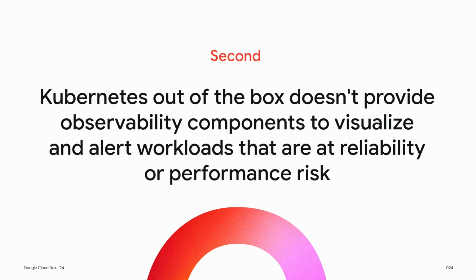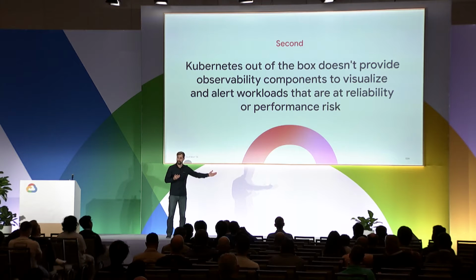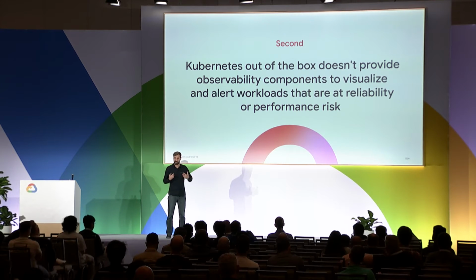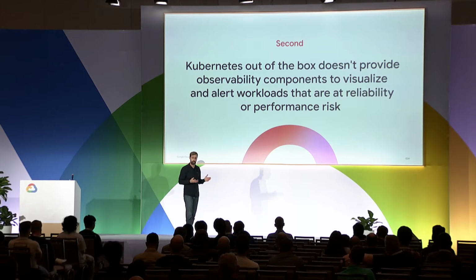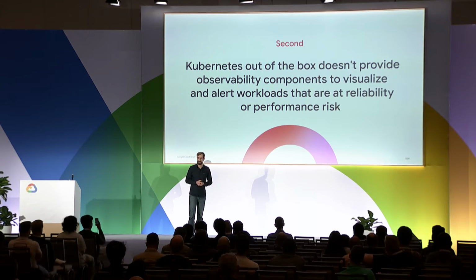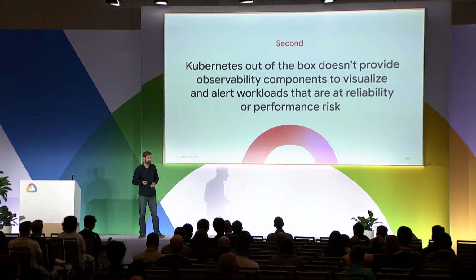The second reason is that Kubernetes out of the box doesn't have observability tooling that makes it easy to track how many times it happened in the past. So I'm facing this problem. How many times did I face it in the past? Or what workloads are at risk? So this is a challenging thing to do.